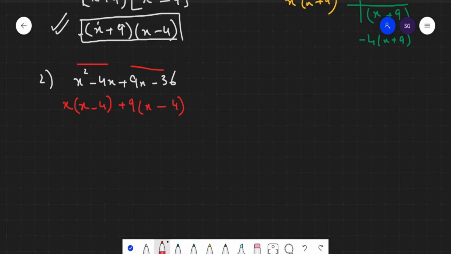And so now we have the whole bracket x minus 4 common from both terms, and I'll take x minus 4 common out, and I'm left with x and plus 9 from the 2 terms, and that's factorization done.